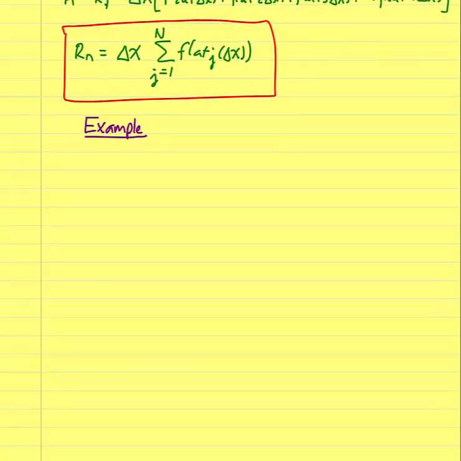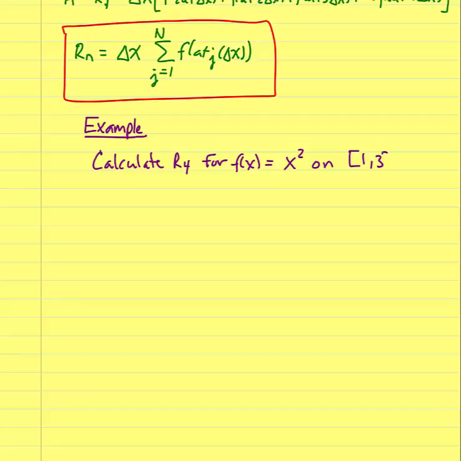So for this example, let's go ahead and calculate R4, so that means right endpoint, 4 rectangles, for the function f of x equals x squared, so that's a nice little graph, and let's do this from 1 to 3. Okay, so let's go ahead and look at a quick curve sketch.